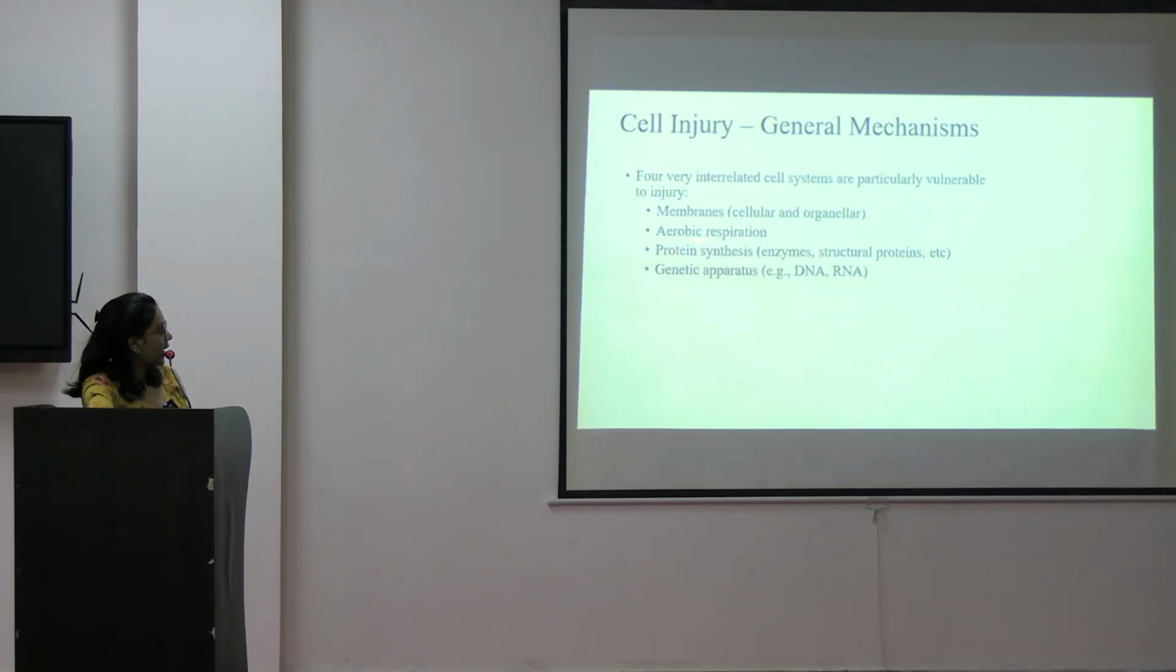Then secondly, aerobic respiration is affected. So what happens if aerobic respiration is affected? What happens? What gets accumulated in the cell? Yes, lactic acid will get accumulated and there will be disbalance of the pH. Then protein synthesis will be also affected. So proteins, what are the proteins? They can be enzymes or even structural proteins. Okay? And the last part is the genetic apparatus consisting of the DNA or the RNA can also be affected.